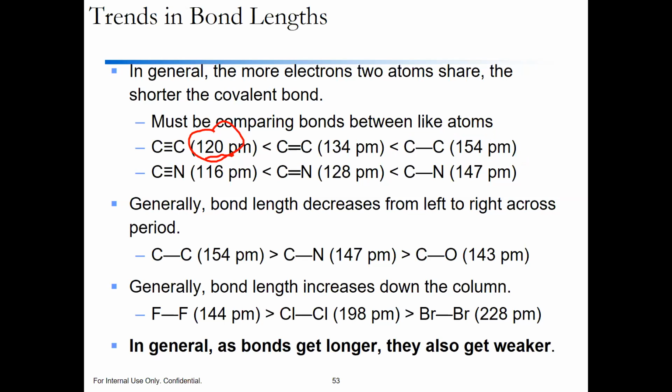So this is another evidence that there is such a thing as a double bond and triple bond. These triple bonds are actually stronger, so they should have a shorter bond length. A single bond is weaker, so it should have a longer bond length. And we see that with all these different examples. The triple bond is shortest, the double bond is second shortest, and the single bond is longest.